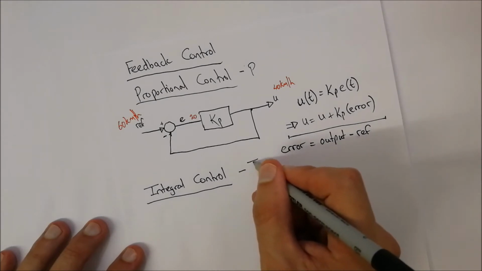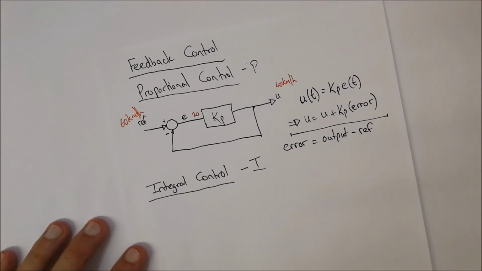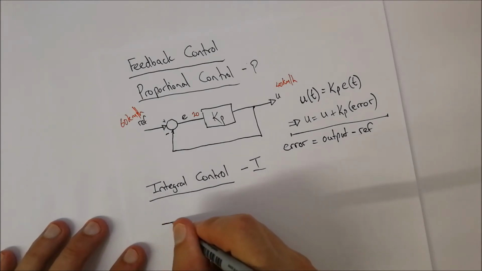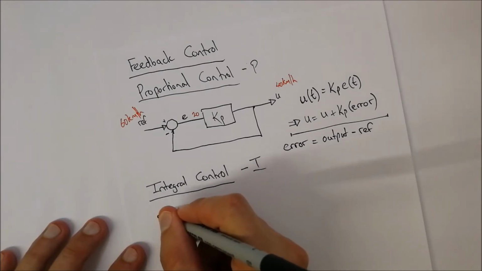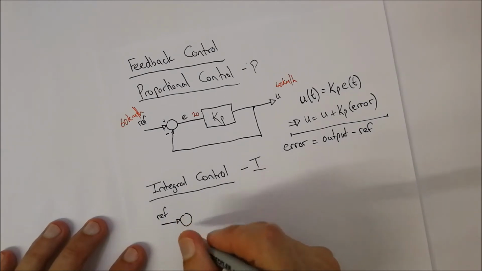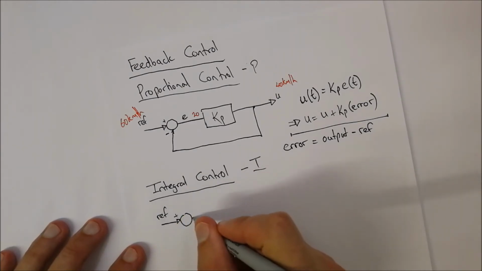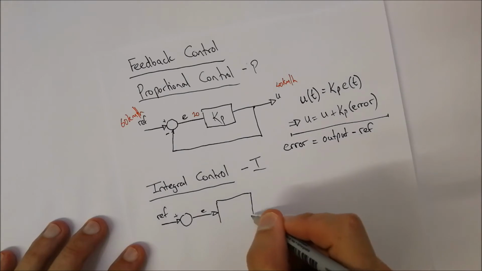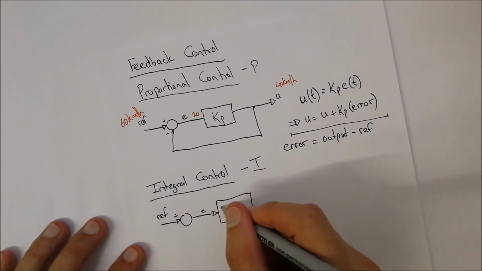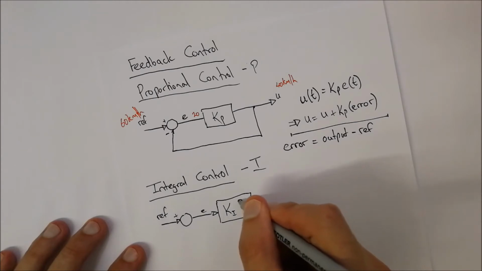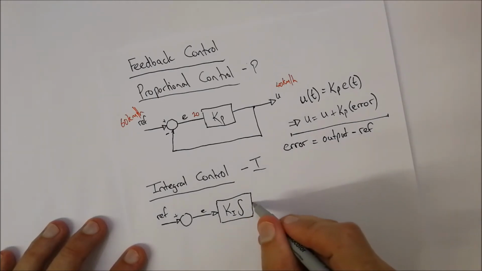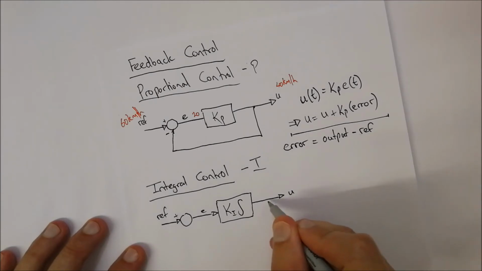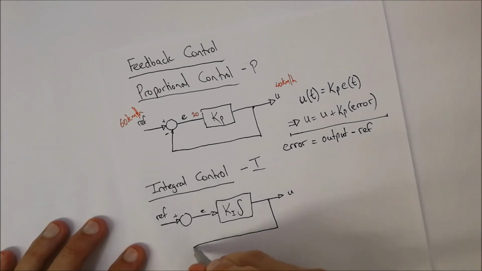Okay, let's have a look at integral control. That's also known as just I control. Okay, so the diagram for this looks very similar. You've got your reference, you're going through an adder, you're going to get an output which is your error. That's going to go into a Ki integral. I'm going to explain to you what that is now. Okay, that goes out to your output, and then this goes back and gets subtracted into your adder over here.